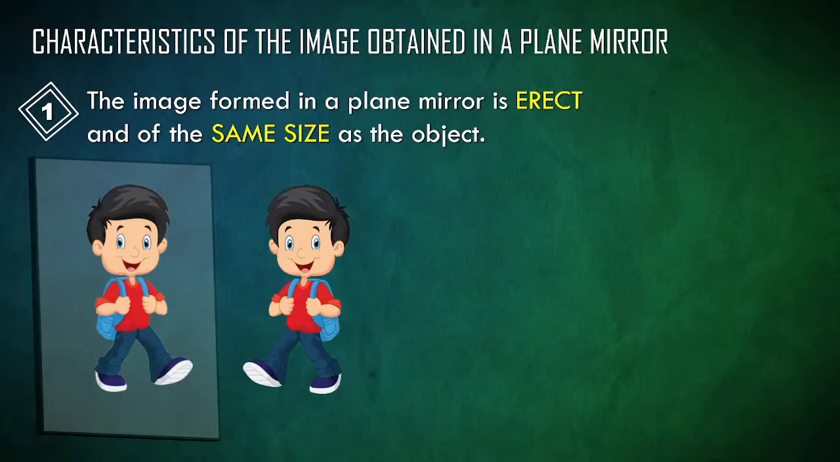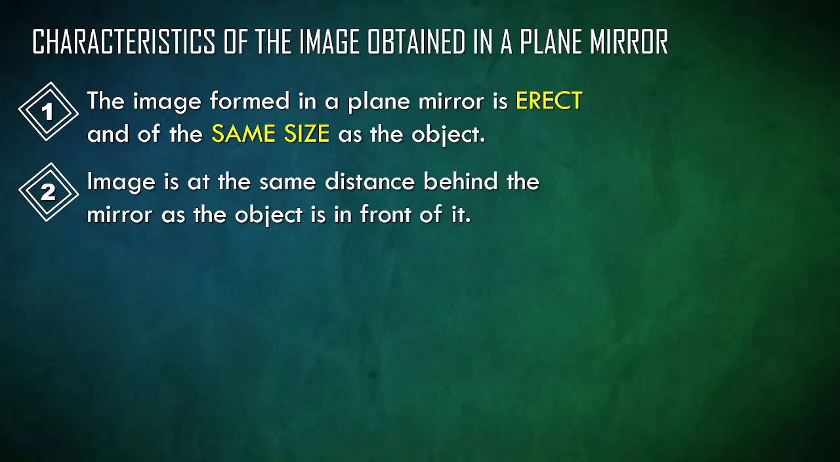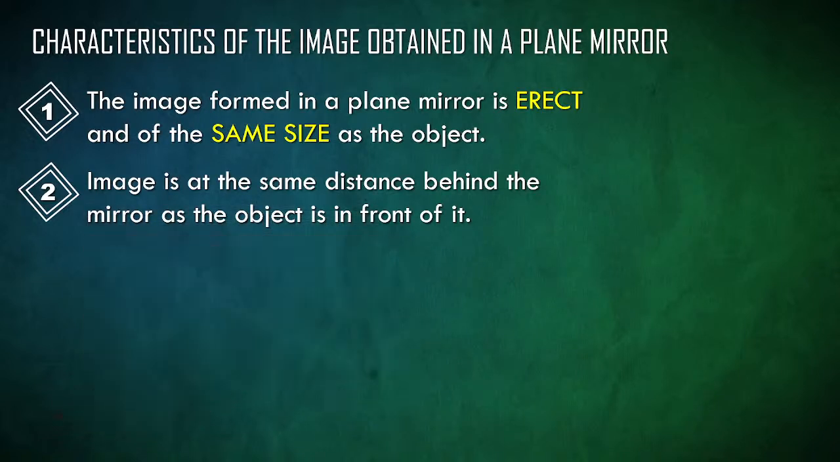Next, look at this now. A boy is standing in front of the mirror, plain mirror, and it is showing the same size and it is erect. Second, the image is at the same distance behind the mirror as the object is in front of the mirror. Imagine there is a mirror here. I have kept a coin, that is a chess coin. So whatever is the distance in front of the mirror, the image will also have the same distance.